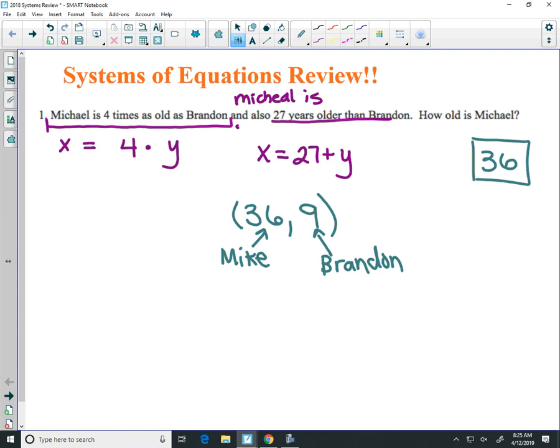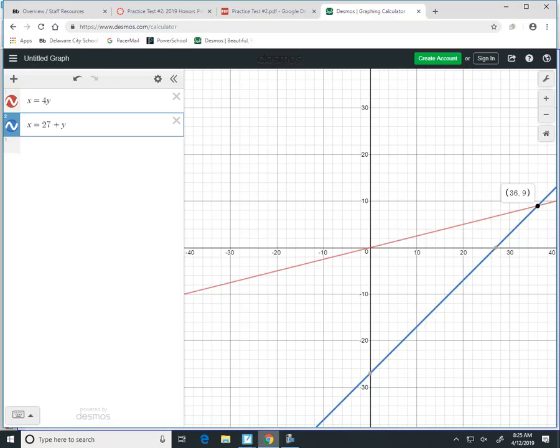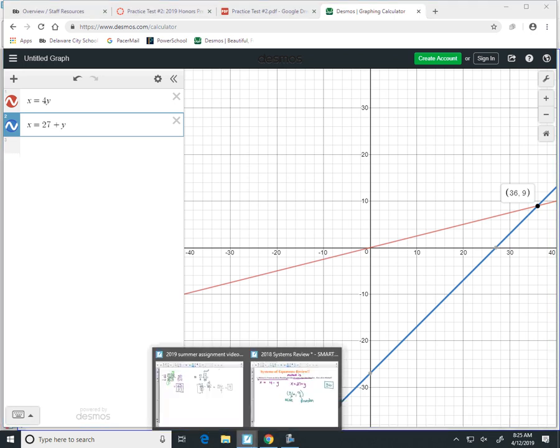Write the equations, put them into Desmos. You want where they cross. For this, if you're doing a system of equations, you are not interested in the y-intercepts unless the test is asking you to graph it. Okay? You're interested in where these 2 cross.